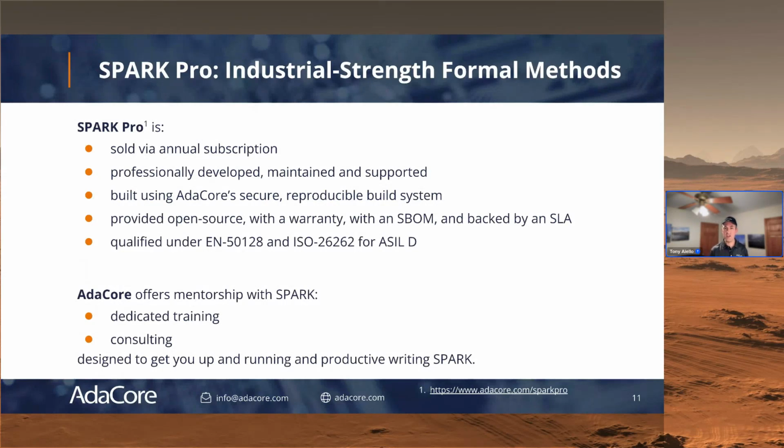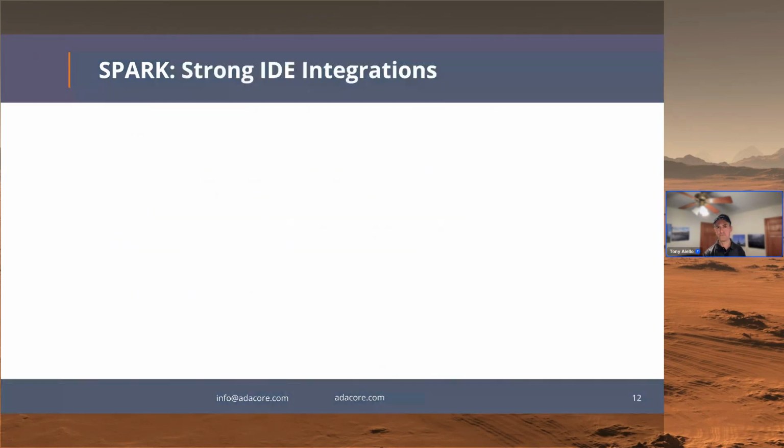So this is dedicated training, dedicated consulting on your code that's designed to get you up and running in productive writing Spark. So at the end of mentorship, we want you to feel like you're empowered to move forward with Spark on your own, obviously relying on us with questions and any problems that you have using the technology. You always have that through our ticket system with our service level agreements, but we want to make you productive. We want to get you to the point where you're ready to use Spark.